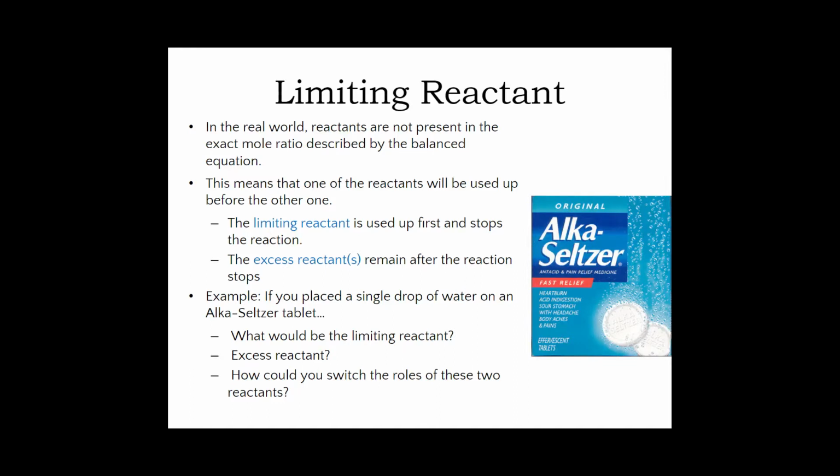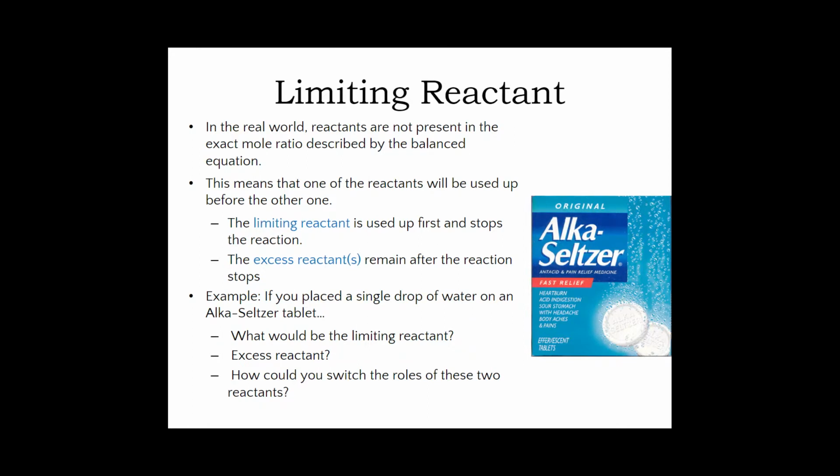In the real world, reactants aren't represented by an exact mole ratio as described by a balanced equation. We don't really do things in perfect moles. This means that one reactant will be used up before the other. The reactant that's used up first is called your limiting reactant, and that's what's going to stop the reaction. Once you run out of one of the reactants, the reaction can't go on anymore. Then you have your excess reactants, which are the reactants that remain after the reaction stops.